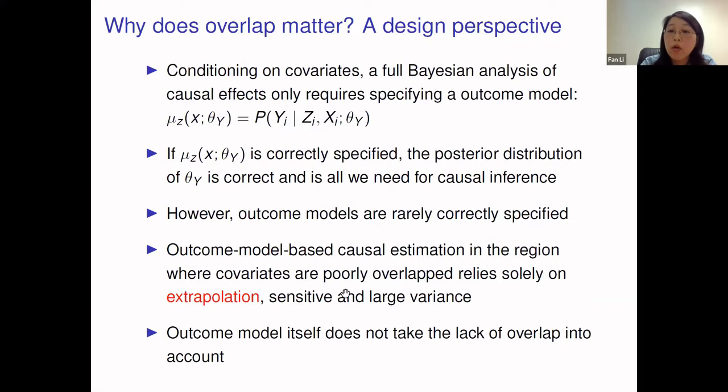So the key point is that for causal analysis, in the region where the covariates are poorly overlapped, all the causal estimates are purely based on extrapolation of your outcome model. So whether your outcome model is correct or not is extremely important, or extremely sensitive, right? The one point I want to mention is that when you are doing a model-based approach, whether Bayesian or likelihood, you write down a model, Y given Z and X, and it does not itself take into account the degree of overlap. It's just an outcome model, but it doesn't take care of the overlap, and we know overlap is important.